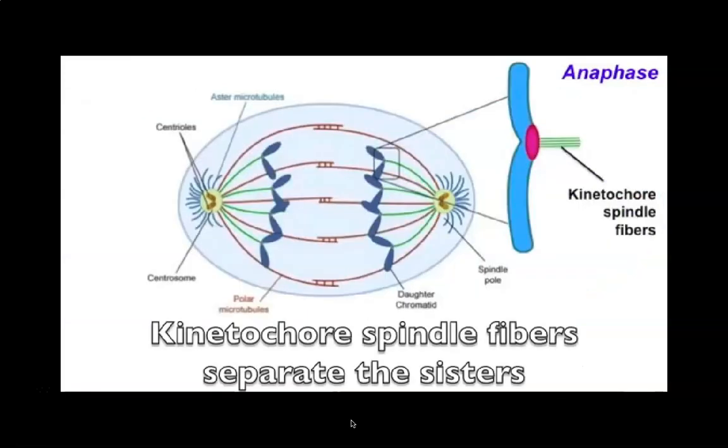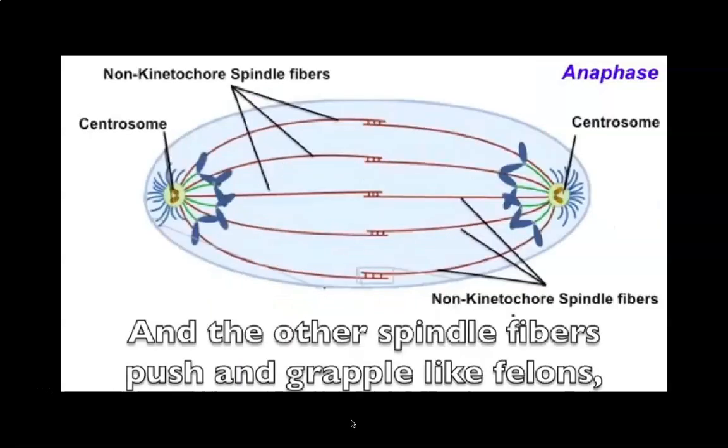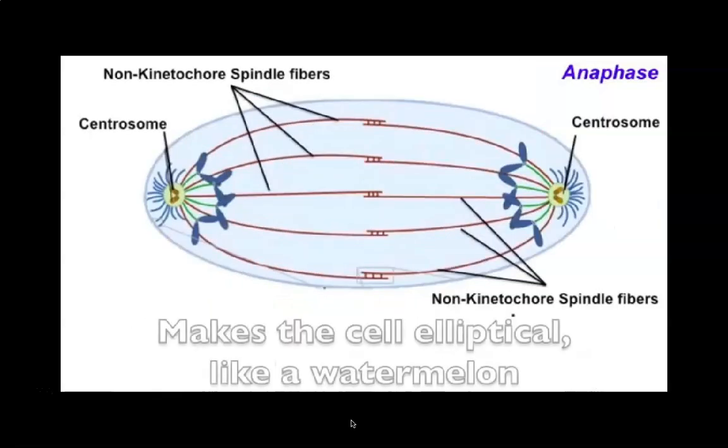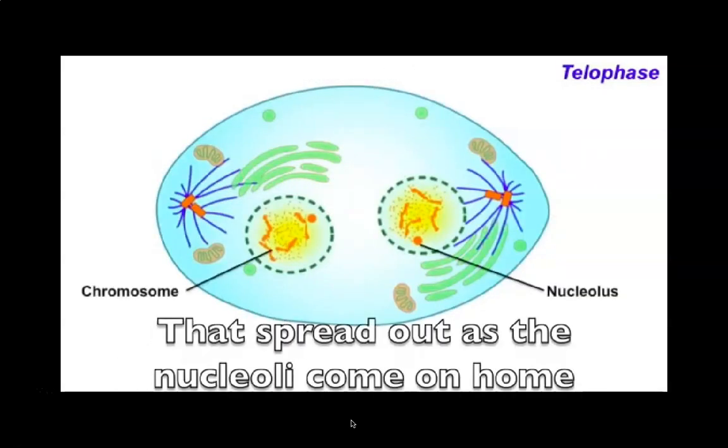Kinetic core, spindle fibers separate. The sisters see I'm waving goodbye, calling out I'm gonna miss you. And the other spindle fibers pushing grapple like felons, make the cell elliptical like a watermelon. In telophase, membranes form around the chromosomes that spread out as a nucleoli come on home.